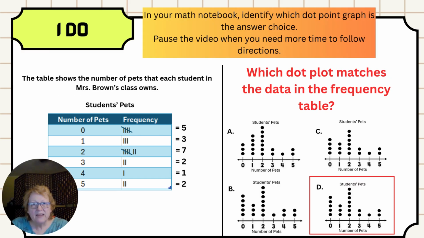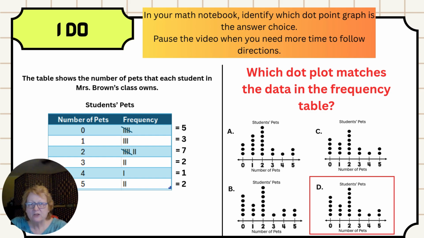So let's take a look at the question to find out what it wants us to do with the frequency table data. And the question says, which dot plot matches the data in the frequency table? All right, so one of these dot plot answer choices is a perfect match. So how do we check to see which answer choice is correct?